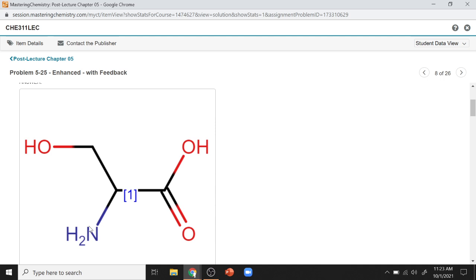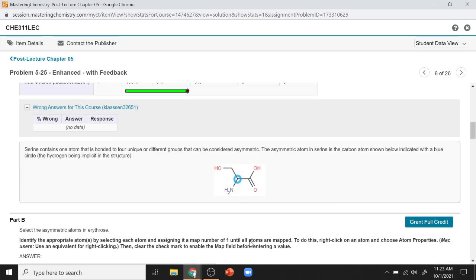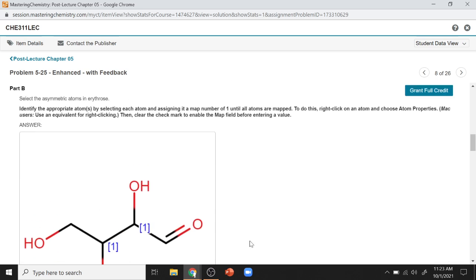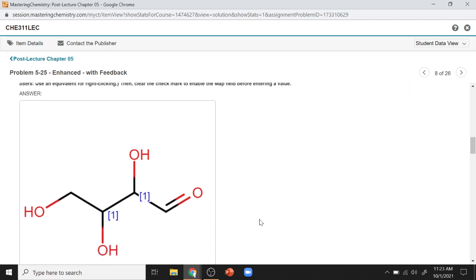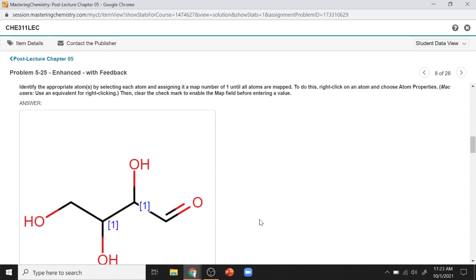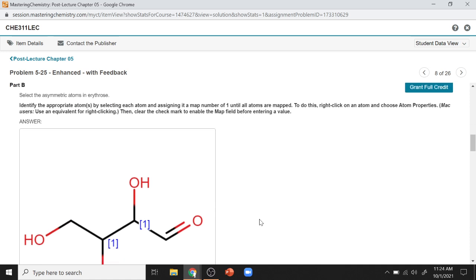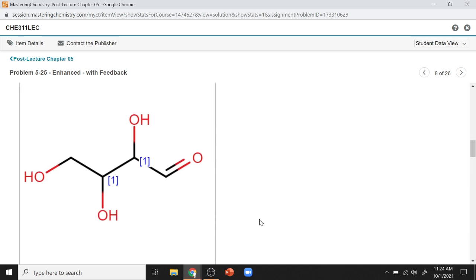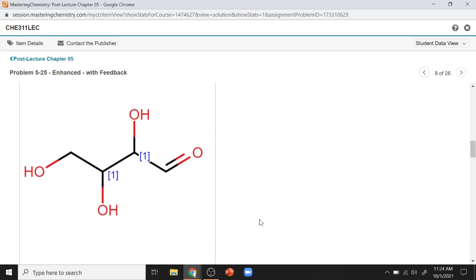Is there another one like this? Yeah, sure. Okay, so let's look at these symmetries. Select the asymmetric atoms in erythrose. Ooh, fancy. Okay. By the way, you would normally draw this in a Fischer projection to make this easy. That's why you do that. That's why we always draw Fischer projections.